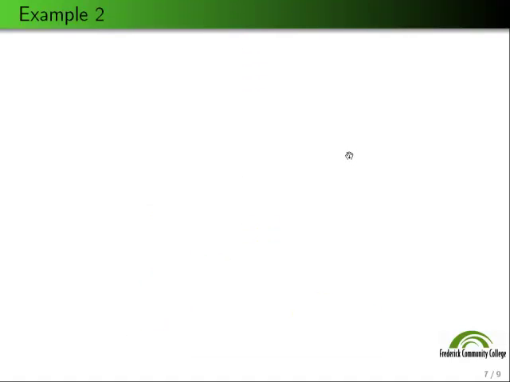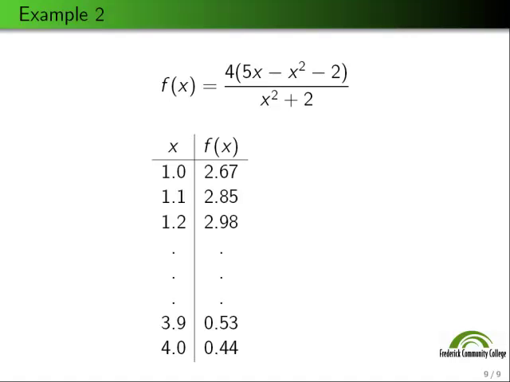Let's look at a function here that's a little bit more difficult. I wouldn't expect any of us to know what the graph of this looks like right offhand, but what we're going to do is restrict our domain from 1 to 4. And what I've done here is gone in increments of 1/10. So 1.0, 1.1, 1.2, all the way up to 4.0.